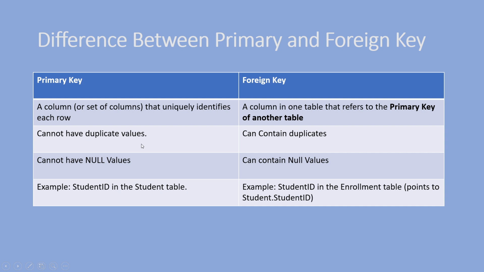Moving next to the differences between the primary key and foreign key. As we have already discussed, a primary key is a column, or a set of columns, that will uniquely identify each record in a table, whereas a foreign key is a column in one table that refers to the primary key of another table. This is very important: a primary key cannot have duplicate values, but a foreign key can contain duplicate values.